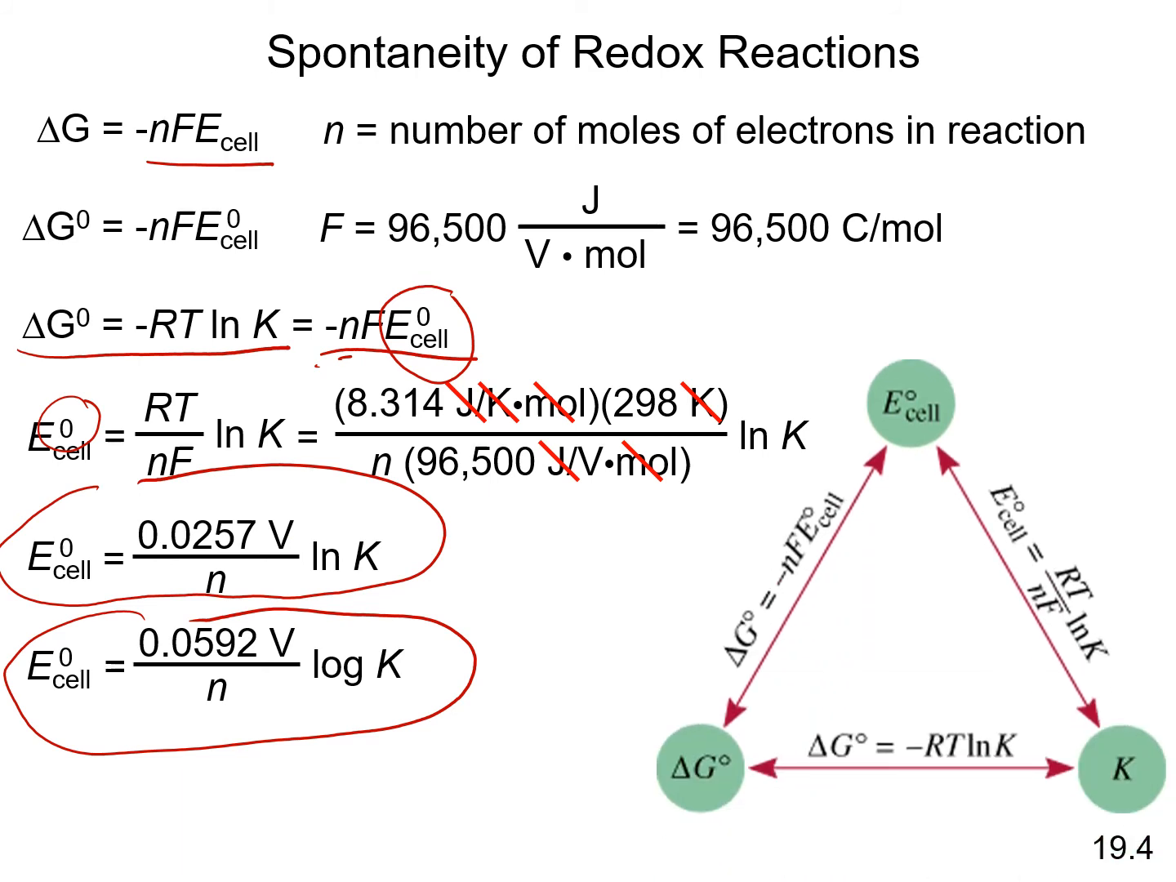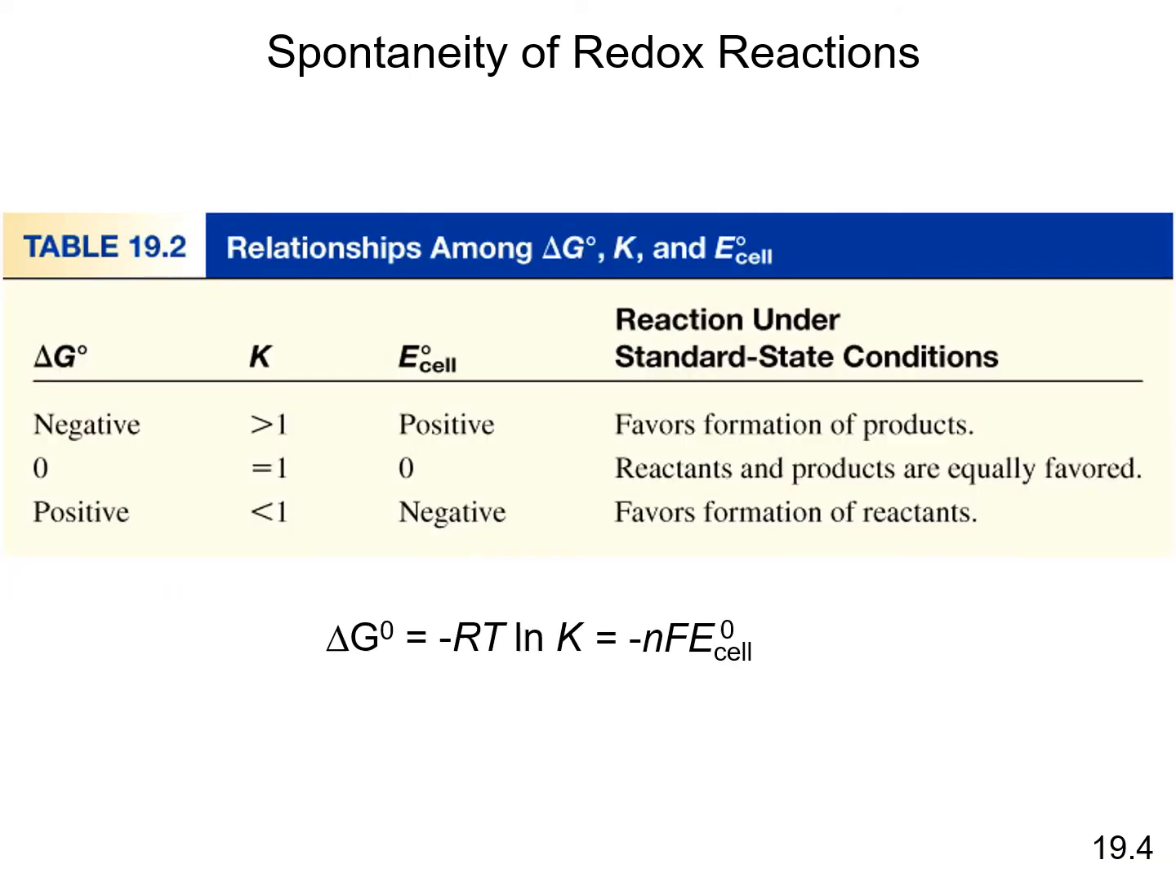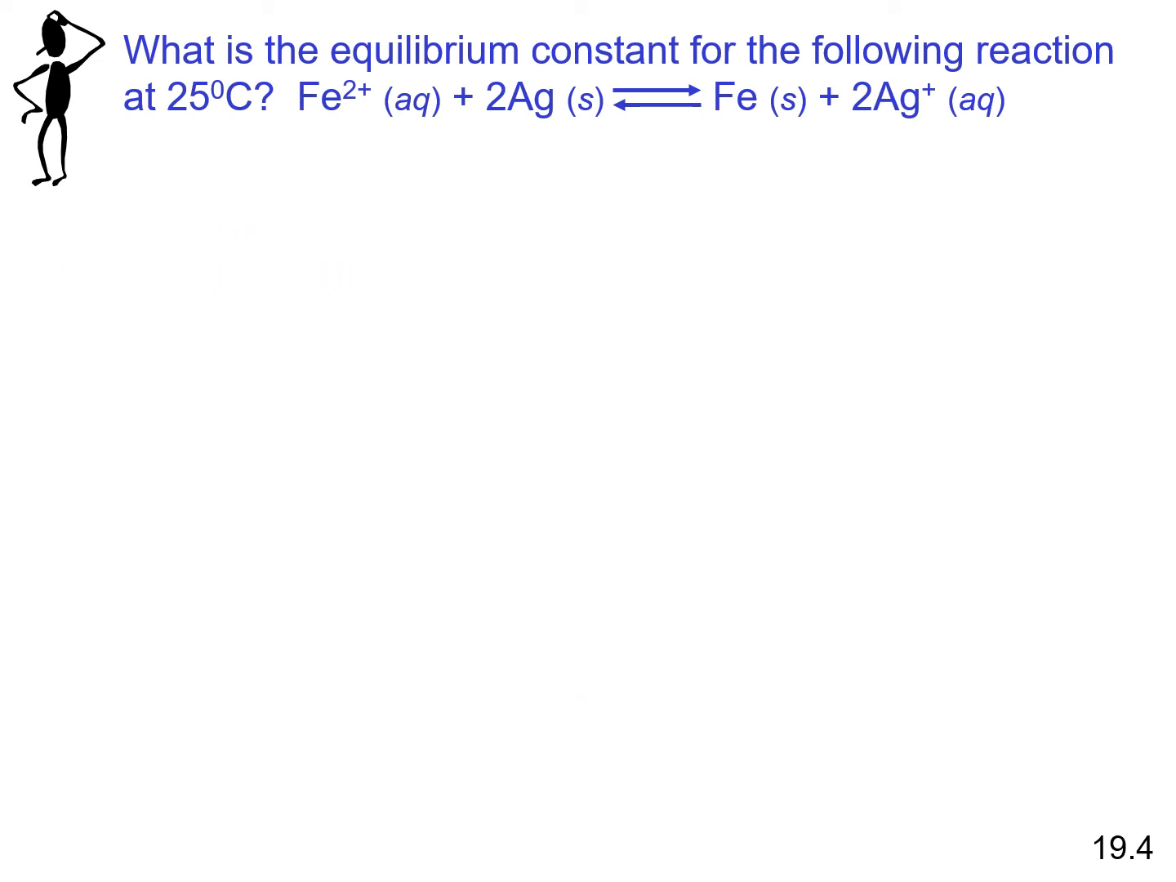So in other words, the cell potential is related to our delta G, a measure of the capacity to do work, and of course our equilibrium constant. Remember this expression: delta G is equal to negative RT ln K, and that's also equal to negative N F E cell.